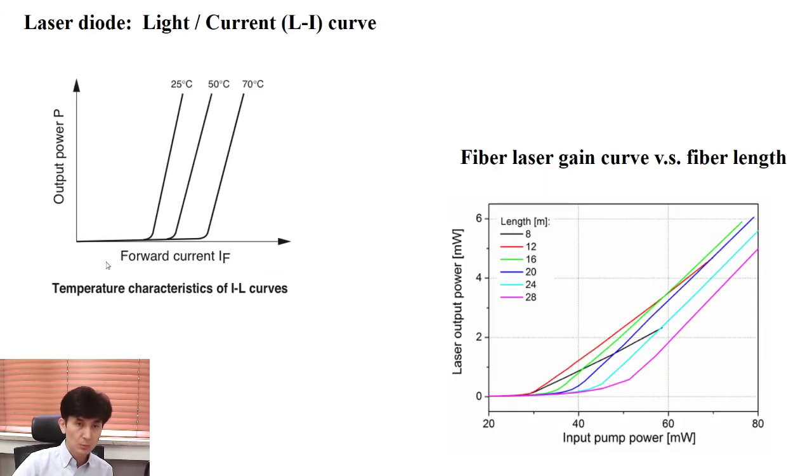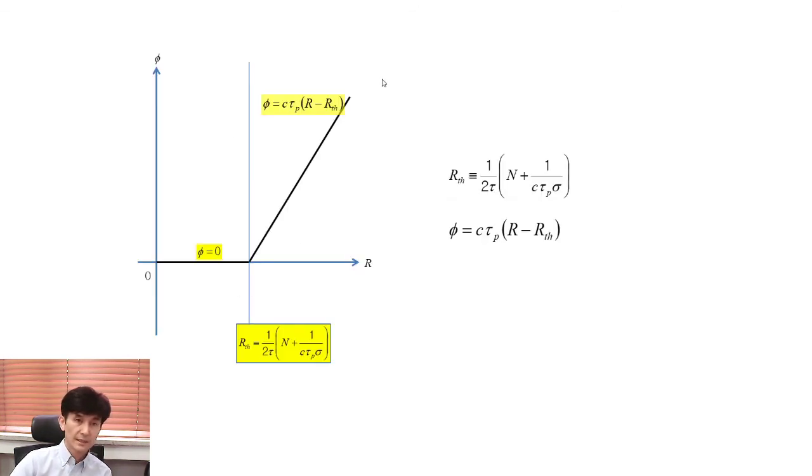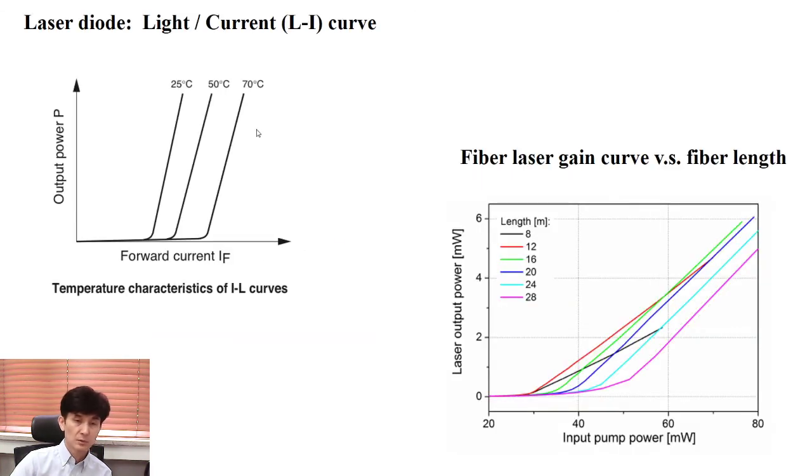And that's the reason why temperature control is very important for diode lasers. And for high accuracy, for a sensitive measurement or sensitive device, temperature control is essential, because the laser characteristic curve, which is defined like this, is very sensitive to the temperature.